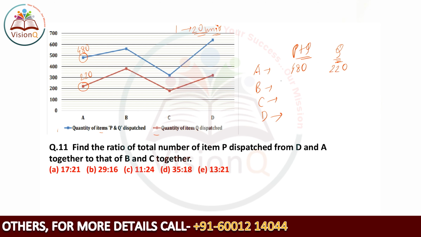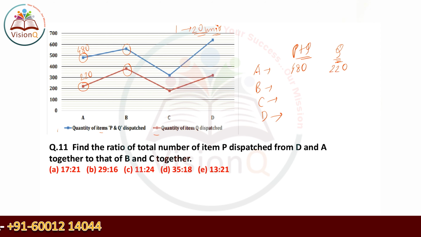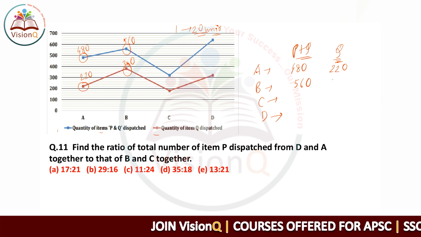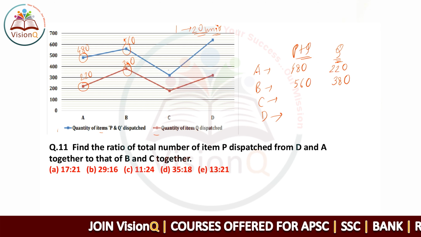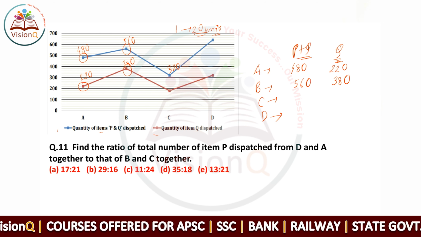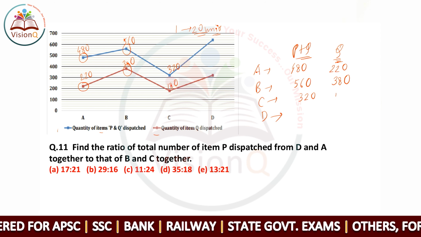Then come to B. If I see the value for B, this is P plus Q, this is Q. So the P plus Q value will be, this is 500, then 520, 540, then it is 560. So this value is 560 for B. And the Q value for B will be 380. Then next is C. So P plus Q for C will be 320. And the Q value for C will be 180. So let me write down here 320 and 180.